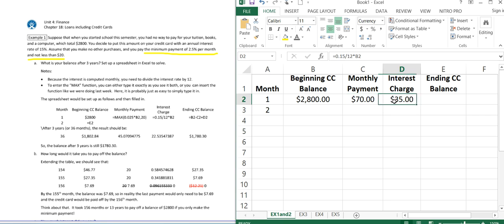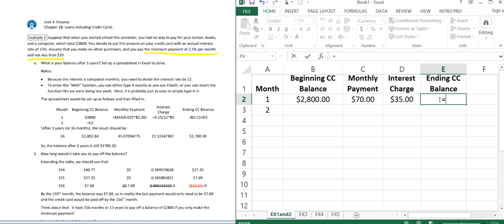So take a look at that right away. You're sending in a payment of 70, but they're going to charge you 35 in interest. So really, you've only paid down $35 on your actual balance. So that's kind of lesson number one. Think about that. Ending balance.